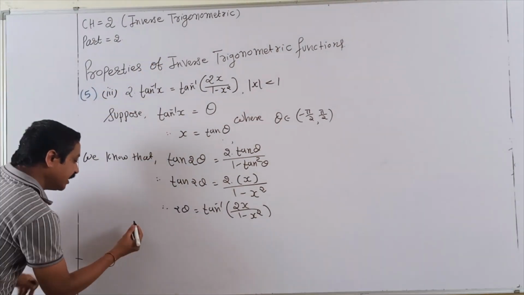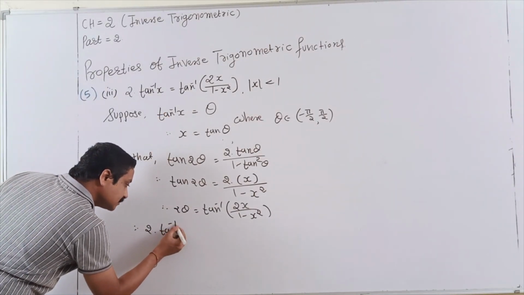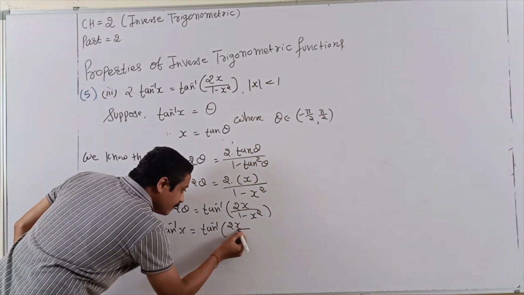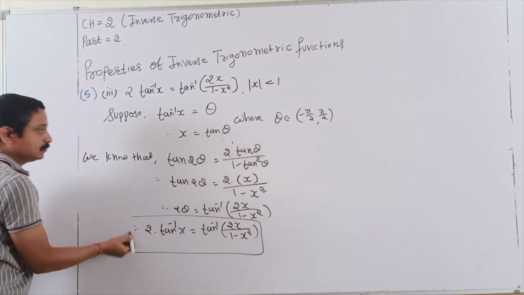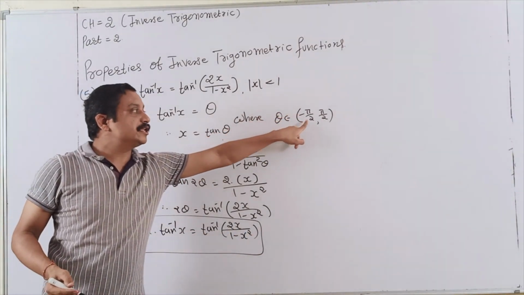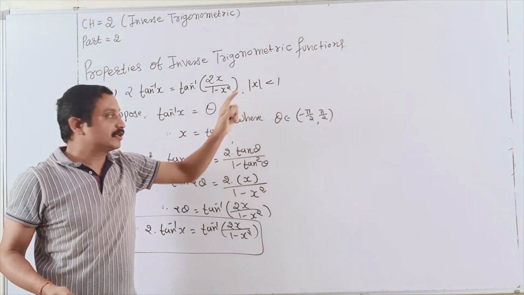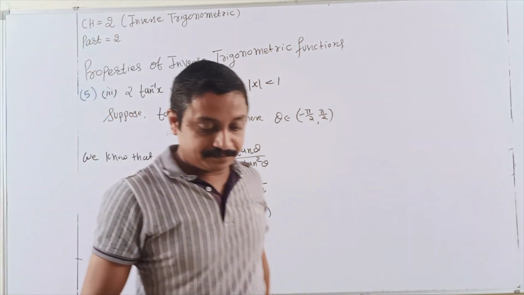So finally I write 2 times theta, where theta is already tan inverse x. So tan inverse of 2x by 1 minus x square is my final answer, in that range of minus 90 to 90, which means minus 1 to 1, with closed bracket and open bracket. Correct? Now I go to property number 6.